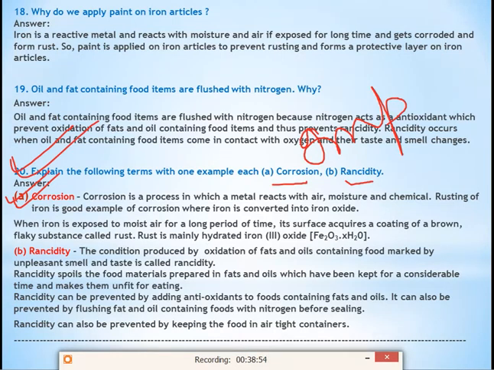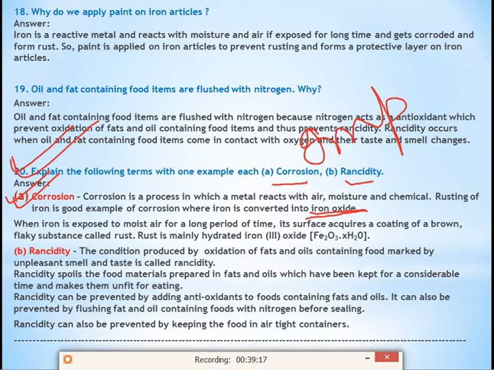Rusting of iron is a very good example of corrosion, where iron is converted into iron oxide. That is called rust. So what is corrosion? Corrosion is a process in which metal reacts with air, moisture or chemicals. And this rusting of iron is a very good example of corrosion. Other metals are also there in which corrosion will take place. In copper and silver also, corrosion occurs.